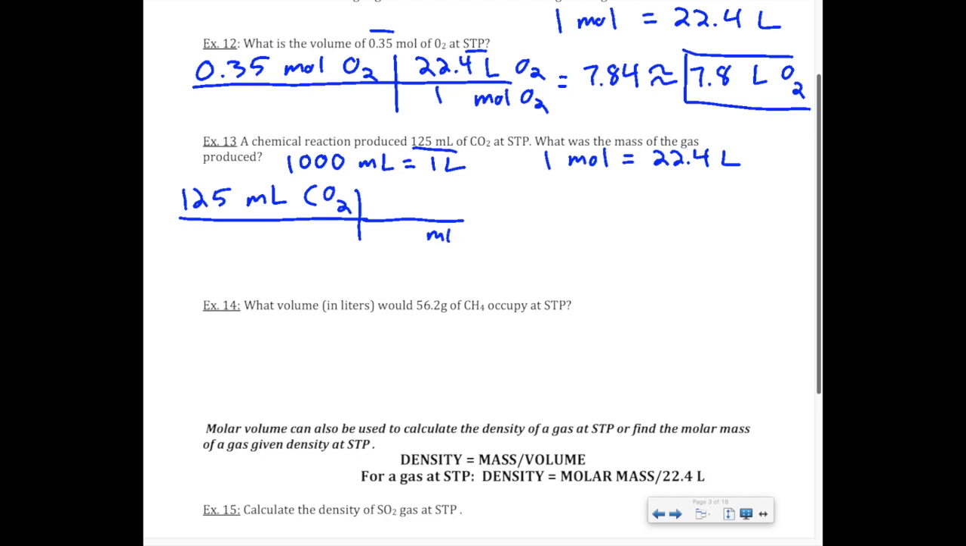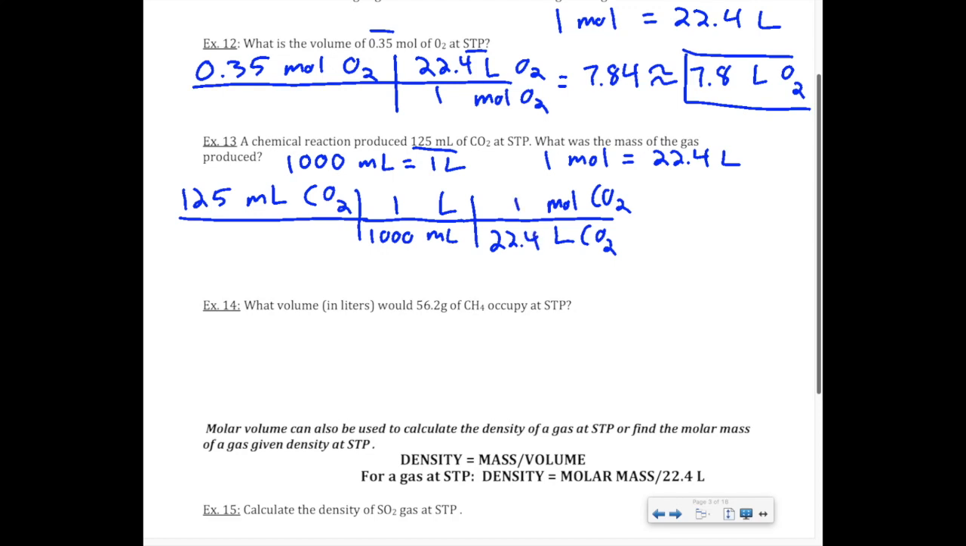So convert milliliters to liters by just dividing by 1,000. That will give me a decimal value in my correct units of liters. So if I stop there, I'd only have liters. And then I can convert liters to moles. So liters of CO2 can be converted to moles of CO2. And there are 22.4 liters in 1 mole.